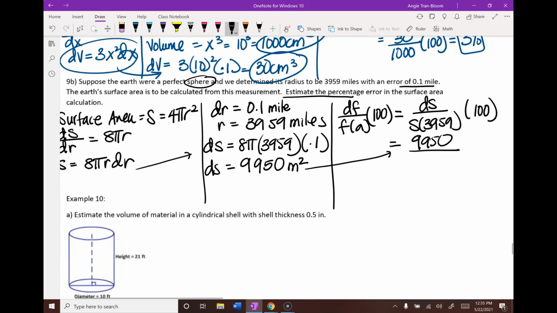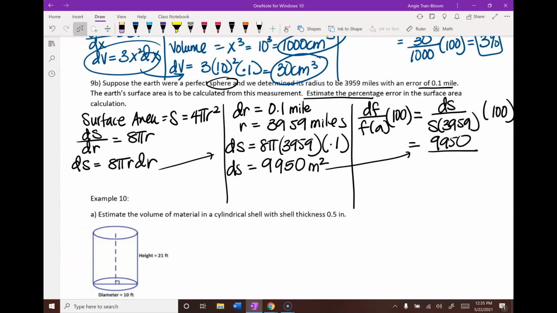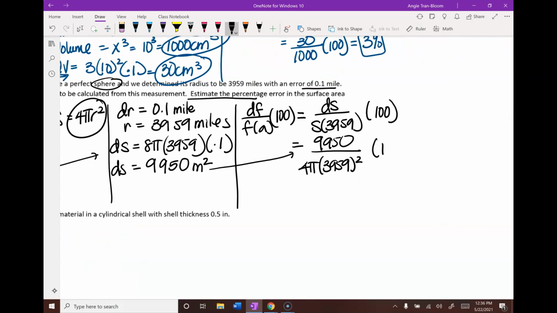Let's see, when we want to plug in S of the radius of 3959, that's going to be this formula. So hold on tight, okay? 4 times pi, 3959 squared. And I'm definitely going to need a calculator. I need to multiply by 100. So with my calculator, it's going to be super tiny because you got 3959 squared in the bottom. 0.00505%. So the change is really, really small. All right, guys. So that's it.